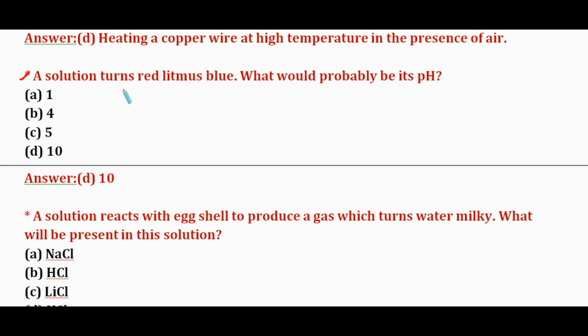Next question, a solution turns red litmus blue. What would probably be its pH? The options are 1, 4, 5, 10, and the correct option is 10.